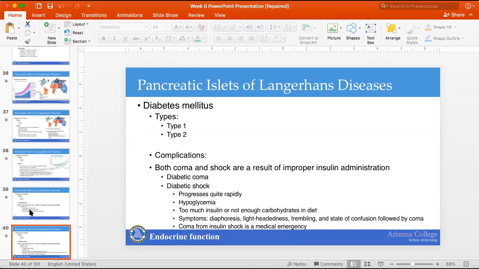Diabetic shock progresses quite rapidly. It is hypoglycemia, too much insulin, not enough carbohydrates in diet, symptoms being diaphoresis or excessive sweating, lightheadedness, trembling, and a state of confusion followed by the coma. So it's going to be a progression, someone going into a diabetic shock first, and then that progressing potentially to a coma. Coma from insulin shock is a medical emergency.